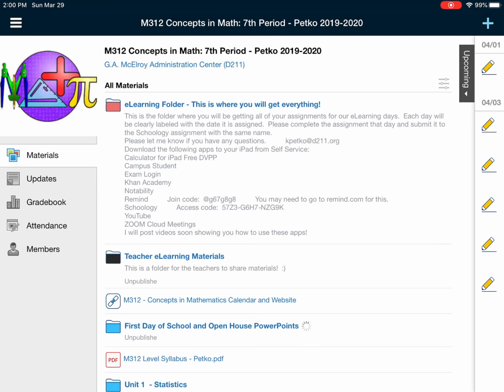First, before we start our first paper, I want to let you know how you're going to get them from Schoology to Notability so you can write on them and then send them back to Schoology where I will get them back from you. First of all, you're going to open our Schoology page. And then you're going to see an e-learning folder, this red one at the very top. As soon as you open it, this is where you're going to get everything you're going to need for our course. So you're going to click on that.